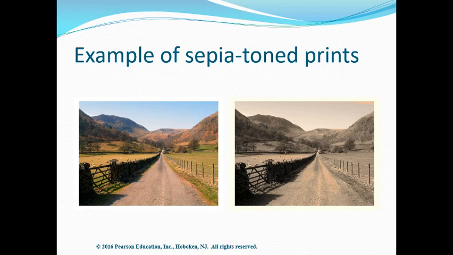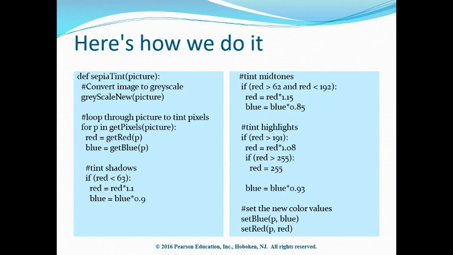So we can see here's an example of a sepia toned print. We can see that it's not just an increase of yellow like we said. It's making the picture look like it was created a long time ago. So here's how we actually do it. We loop through the picture to tint the pixels. So we tint the shadows. If the red is less than 63, we multiply the red by a certain amount, tint the midtones, we tint the highlights, and then we set the new color values.